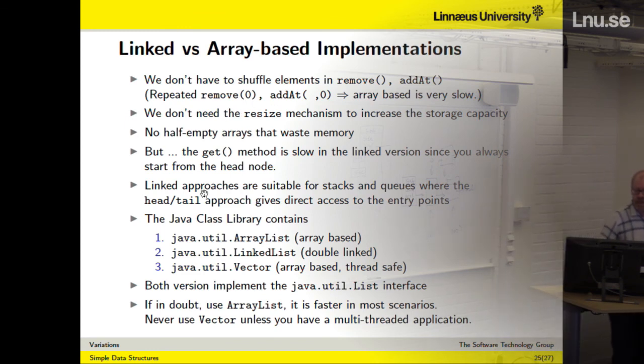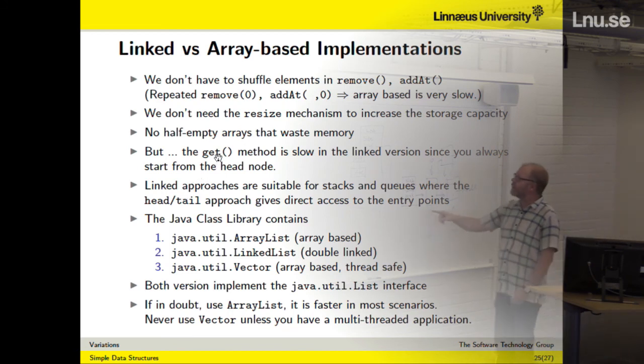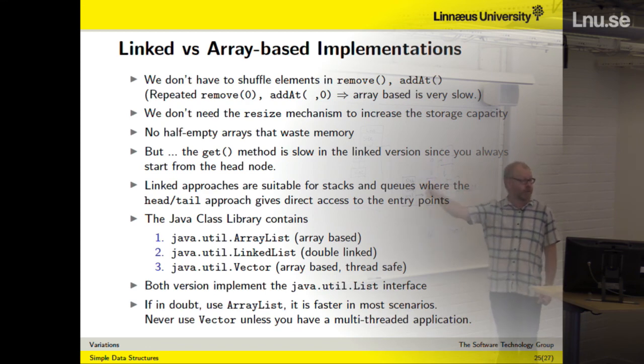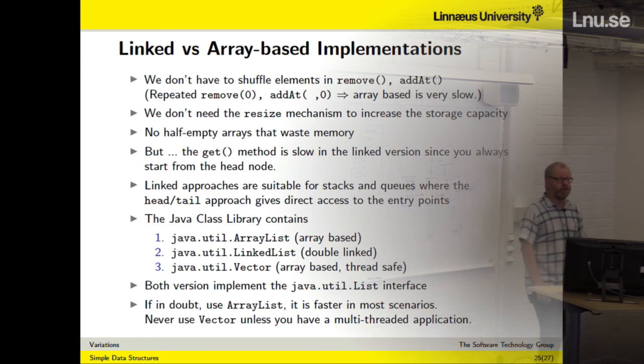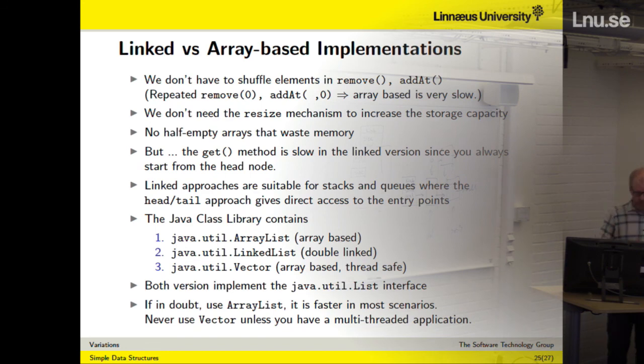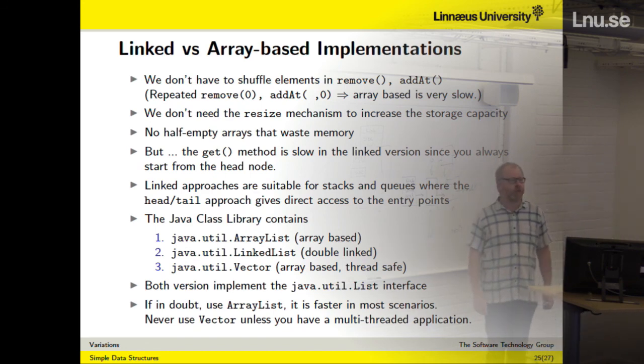However, get is slow. If you want to pick out an element at position 150, you have no option in the linked list but to start from the beginning and actually move along the chain until position 150. What happens in an array? How do they locate an element? How do they locate an element in an array?